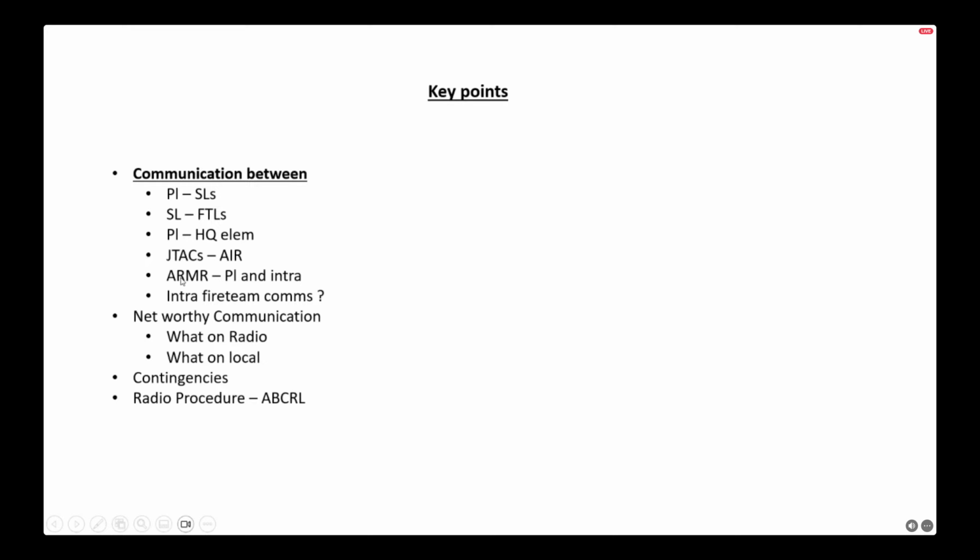Yes, radios are required because the armor guys sitting in two different vehicles cannot talk to each other by just shouting to each other. And that brings us to the question: do we need intra-fireteam comms? I think we've already discussed that.